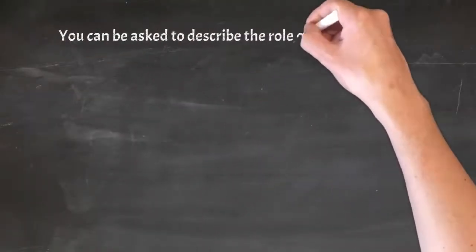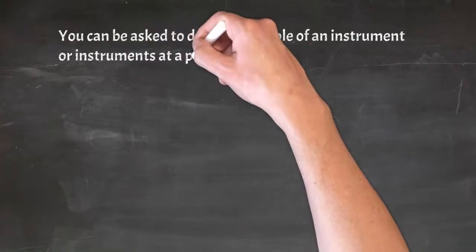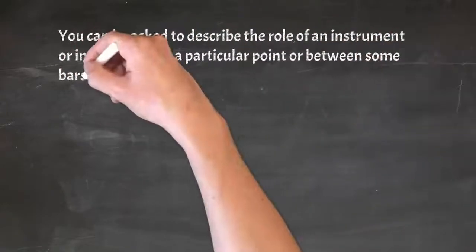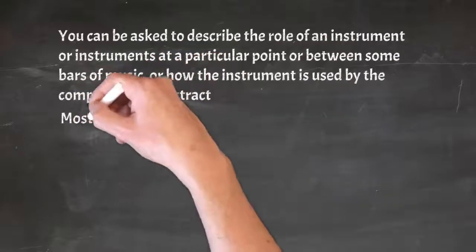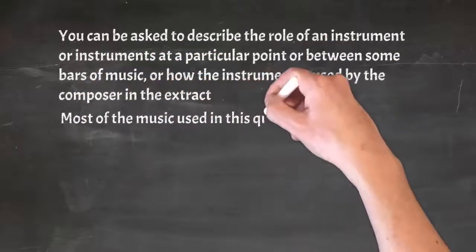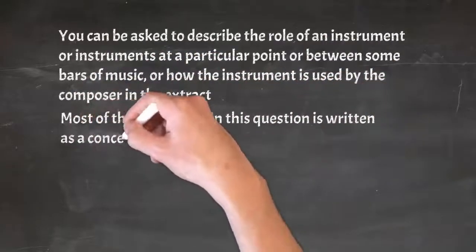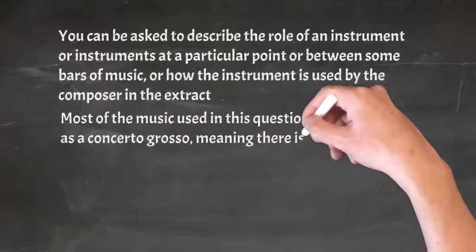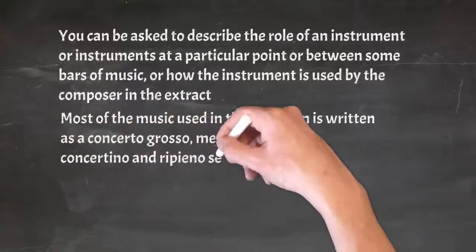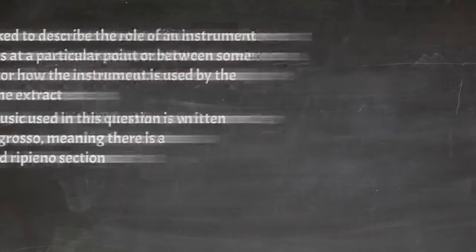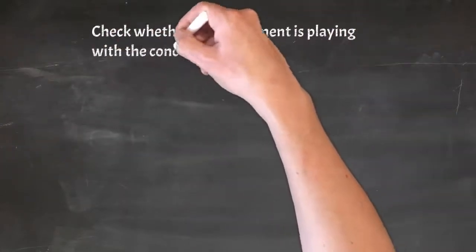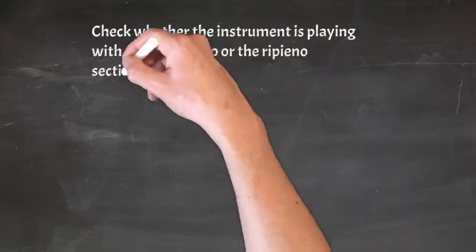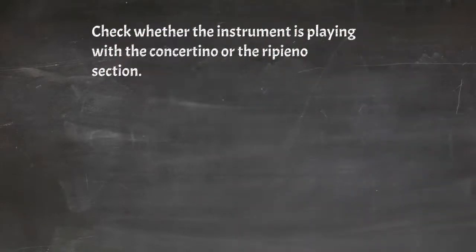Now, another question that can be asked here is to describe the role of an instrument or instruments at a particular point or between some bars in the music. Here it is very important to realize that most of the music that is used for this question involves the use of concertino and ripieno sections. The first thing you can do here is to analyze whether the instrument is playing with the concertino or is playing with the ripieno section.